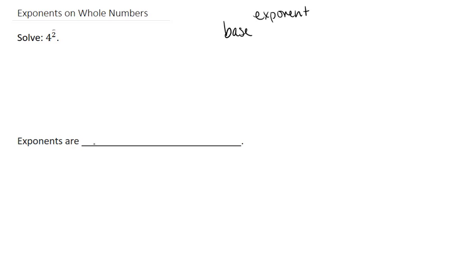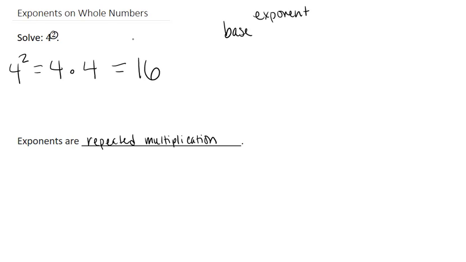And really, exponents are just repeated multiplication. So what does that really mean? What this means is that this 2 is saying that there's 2 copies of 4 and they're being multiplied together. So we have 4 times 4, which is just equal to 16. So 4 raised to the second power is just 4 times 4, which is really 16.